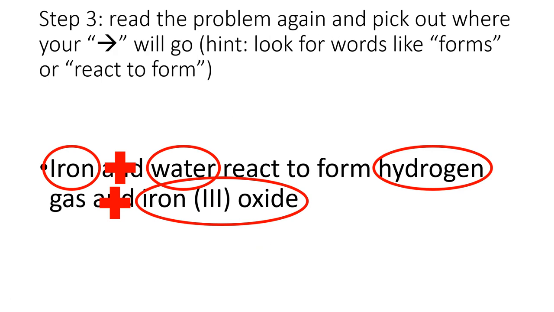The third step, we've got to find out where the arrow in the equation goes. The arrow will usually be represented by words like forms, reacts to form, produces, etc. So we see that iron and water react to form hydrogen and iron 3 oxide. So those words, react to form, is where our arrow will go.